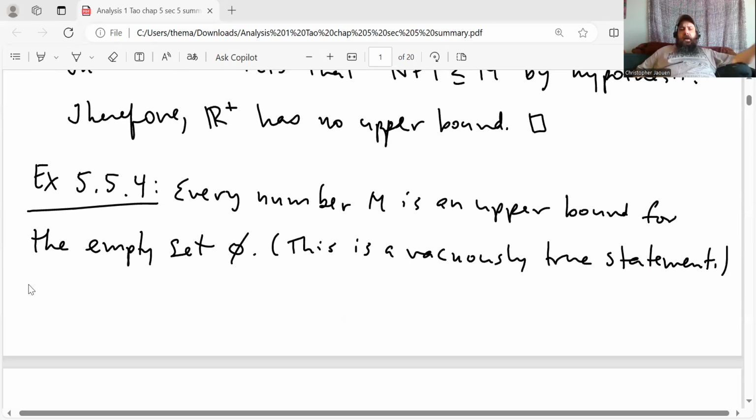Okay, he gives another example here. Every number M is an upper bound for the empty set. And this is a vacuously true statement. Why? Because there are no elements of the empty set.